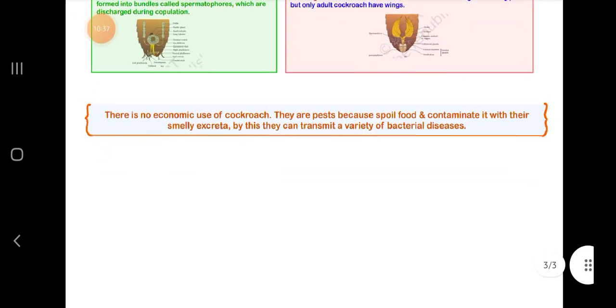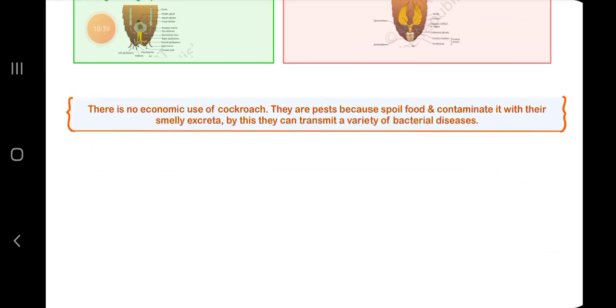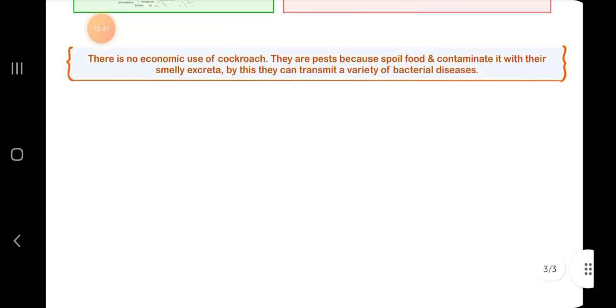There is no economic use of cockroach. They are pests because they spoil food and contaminate it with their smelly excreta. By this, they can transmit a variety of bacterial diseases.